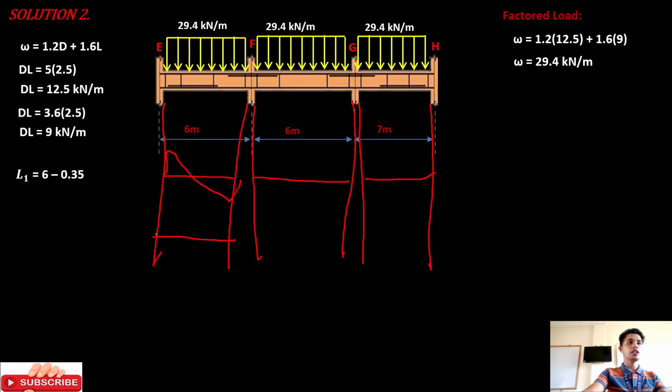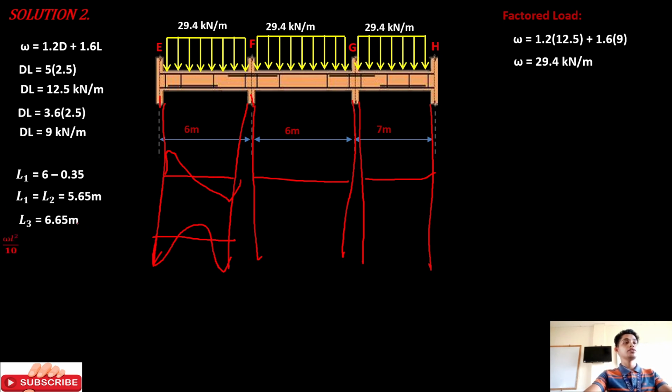Yung moment niya, negative moment yun. So, kailangan natin i-average yung L1 at saka L2. So, L1 natin is 6 minus kalahati ulit ng column. Kalahati ulit, so minus ng isang dimension ng column. L1 is equals to L2 is 5.65. I-average nyo yan. 5.65 plus 5.65 divided by 2 is 5.65 pa rin.